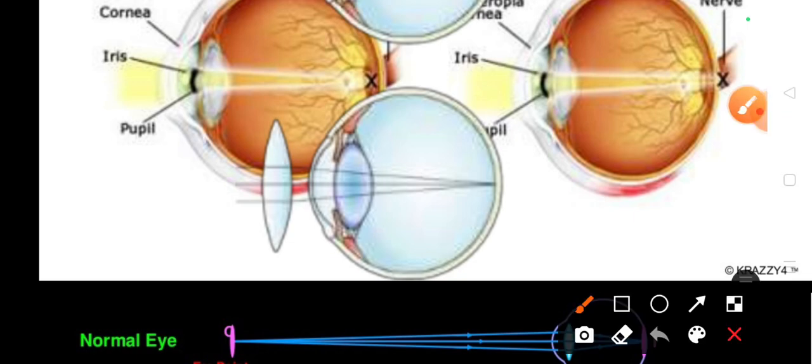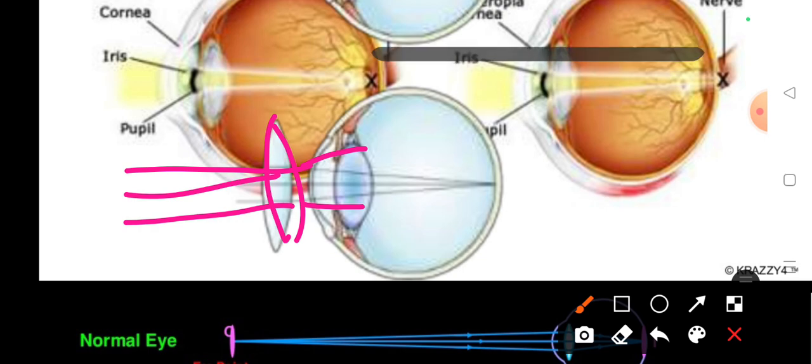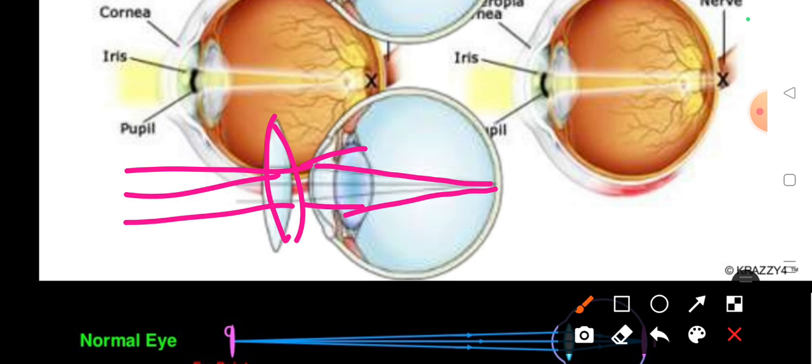Then how is it corrected? This is corrected by using a convex lens. The rays coming from the object first pass through a convex lens and then to our eyeball. In our eyeball, another convex lens is there, passing through it, they converge at a point on the retina.